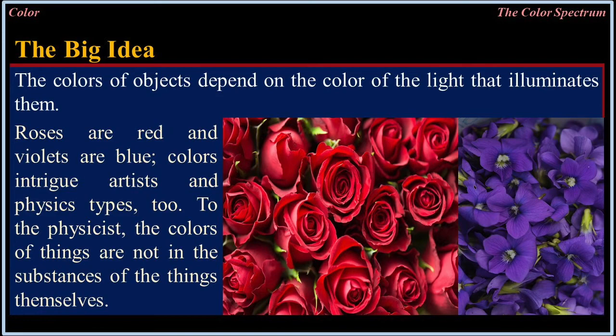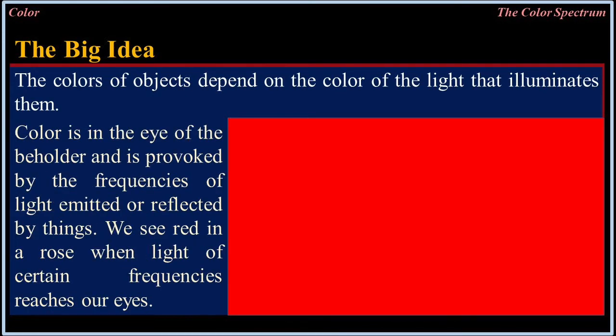Roses are red and violets are blue. Colors intrigue artists and physics types too. To the physicist, the colors of things are not in the substances of the things themselves. Color is in the eye of the beholder and is provoked by the frequencies of light emitted or reflected by things. We see red in a rose when light of certain frequencies reaches our eyes.